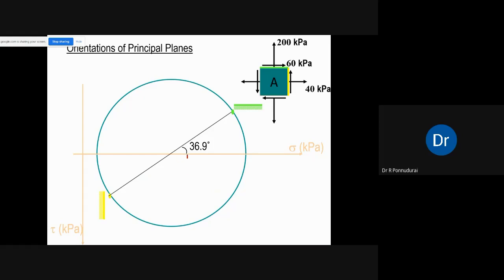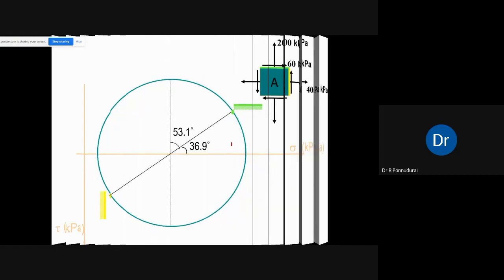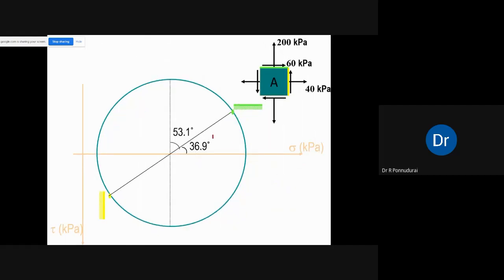So this is the plane at which the maximum stress is expected. Here, we see 36 point. In case we rotate the element by 18.4 degree, this element is rotated anticlockwise by 18.4 degree, then we can get the maximum principal stresses. So this is where we get the maximum principal stress, sigma 1, sigma 2 here. So now always we need to take from this plane only.